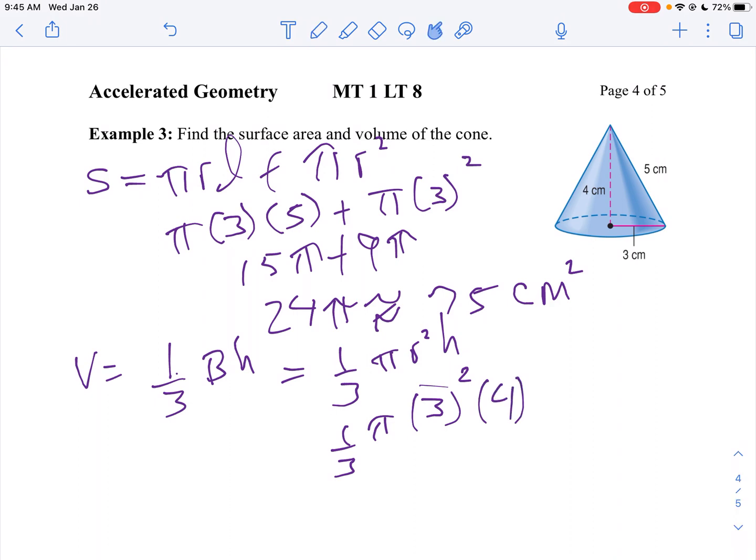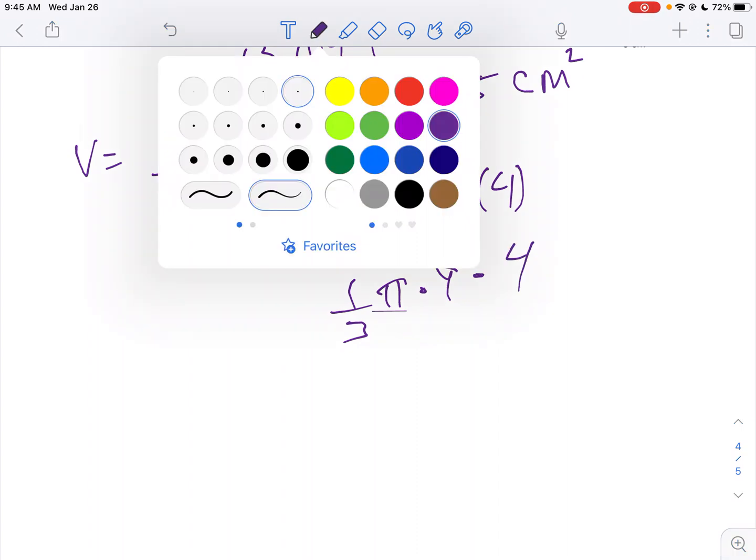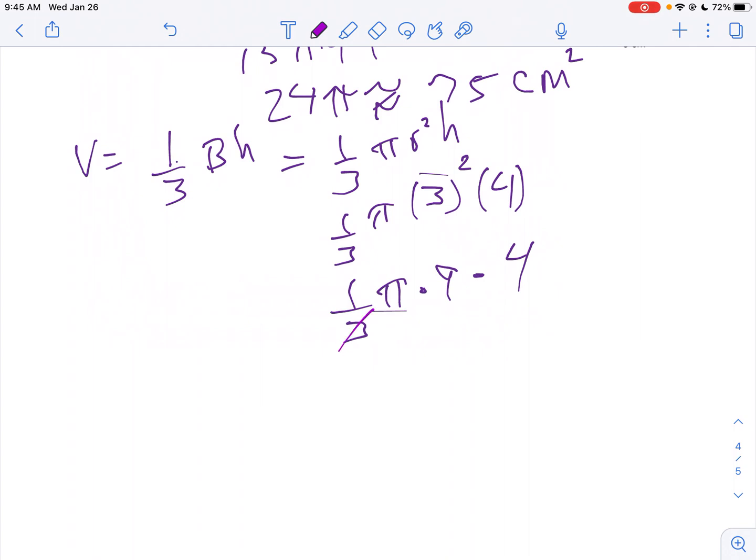So now let's just simplify that. So we get 1/3 of pi times 9 times 4. Well, notice I can reduce that a little bit. So 3 goes into 9 3 times. So my volume, my exact answer for the volume is 12 pi, because 3 times 4 is 12.